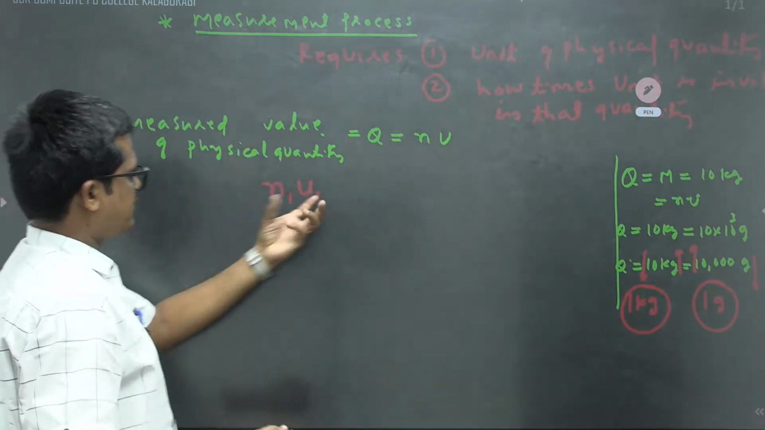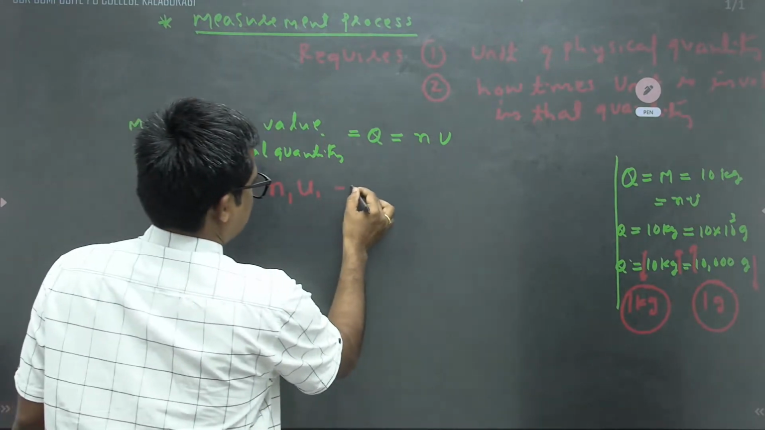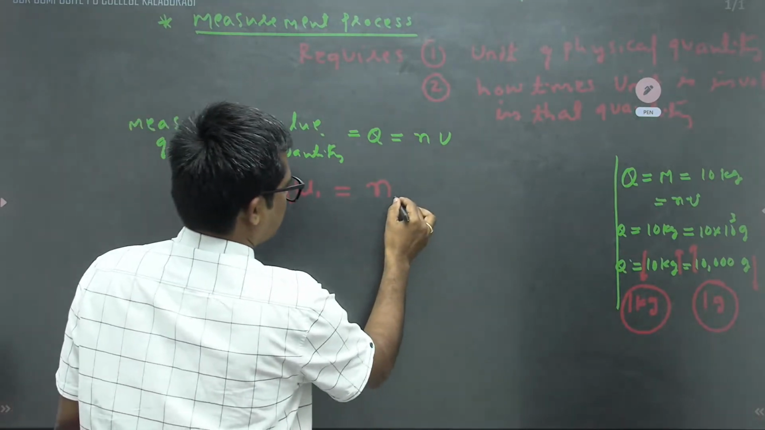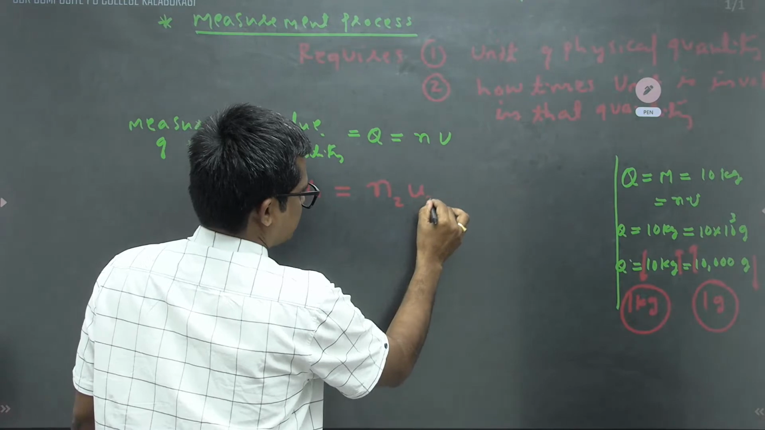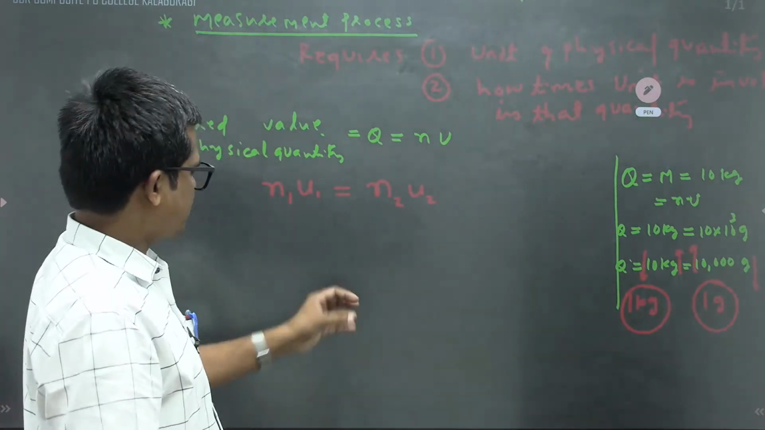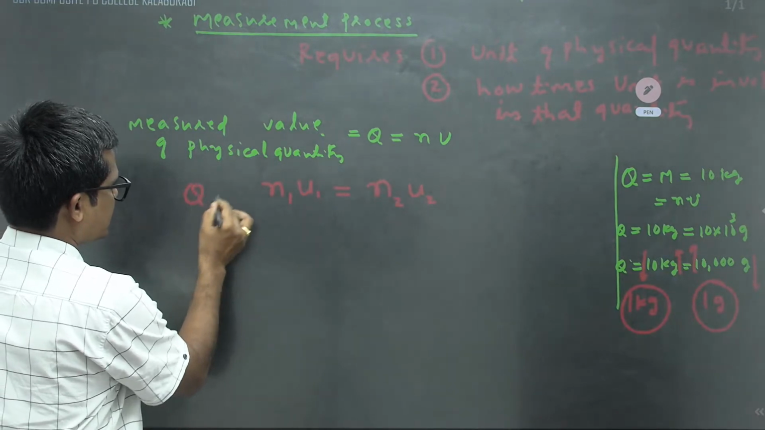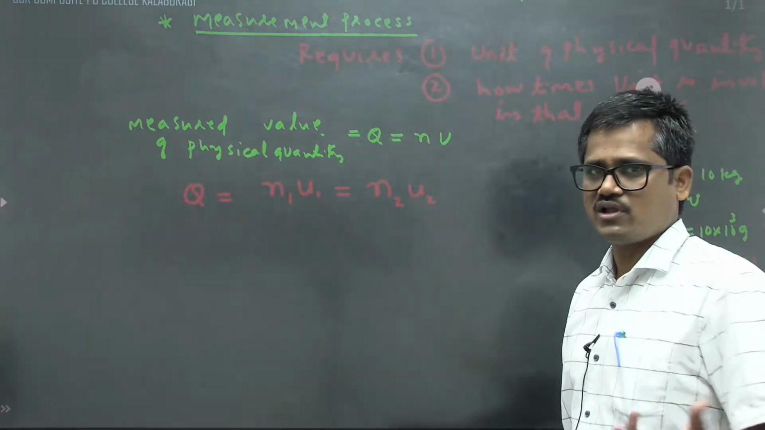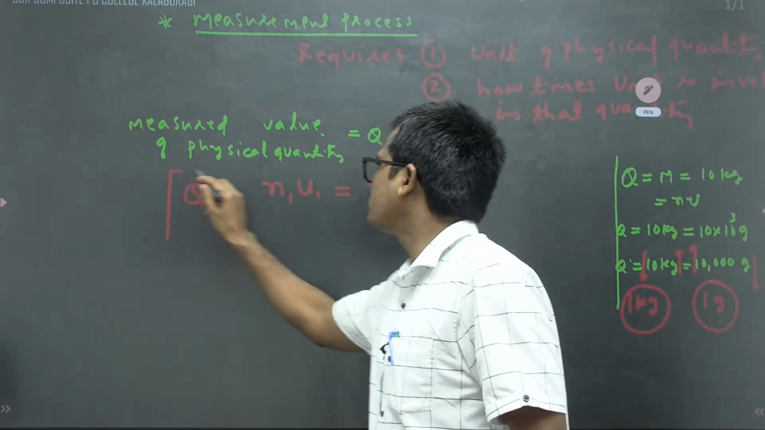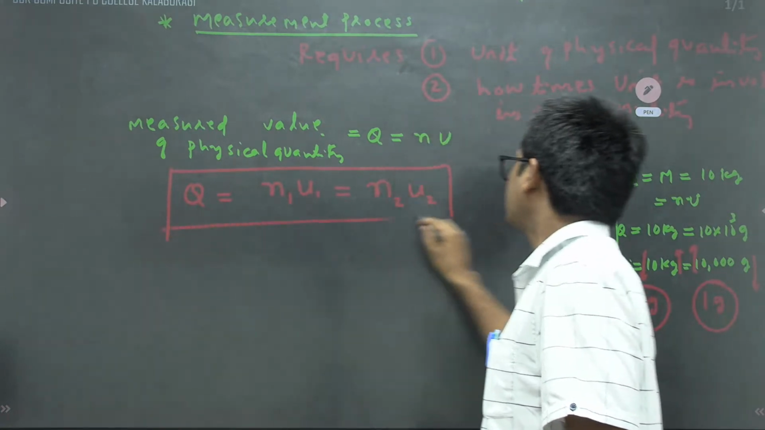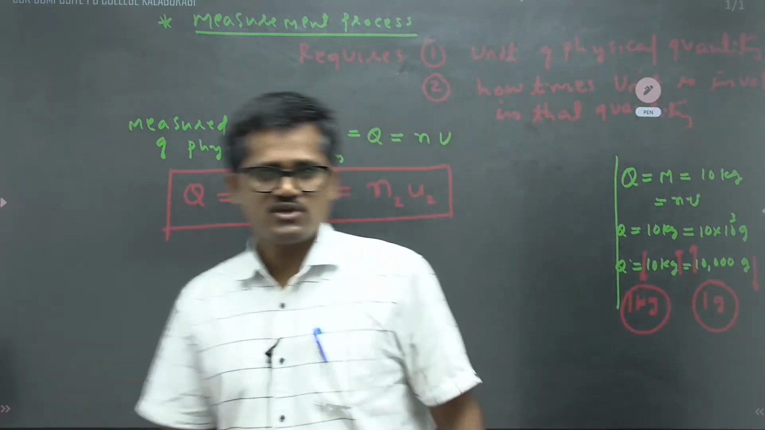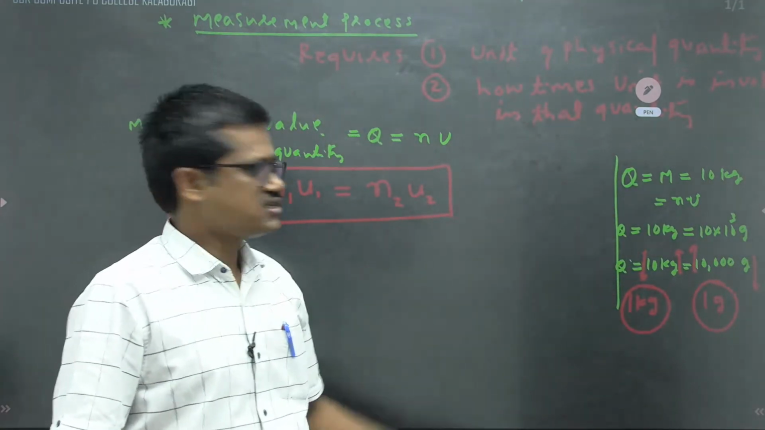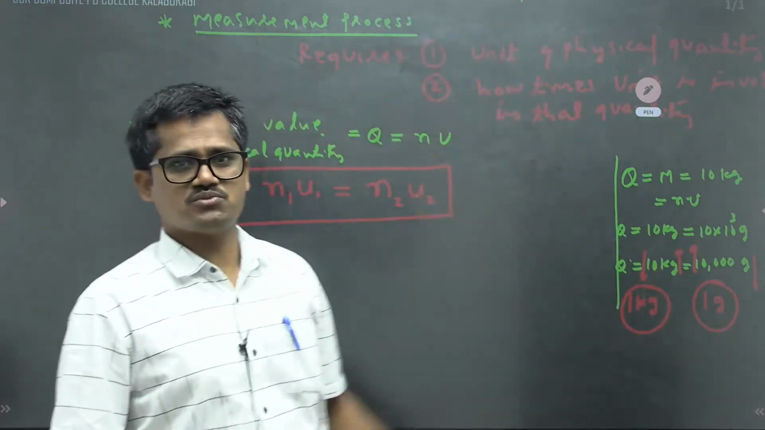Like I am taking kg as the unit size. n1 is the number associated. If I express in another unit like gram or centimeter, the number will change to n2 and the unit size will become u2. But the total quantity remains the same, even if you convert from kg to gram or anything else. Getting my point? So if the size of the unit is more, the number associated is less. If the size of the unit is less, the number associated is more.